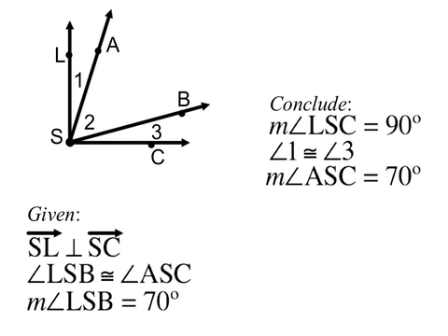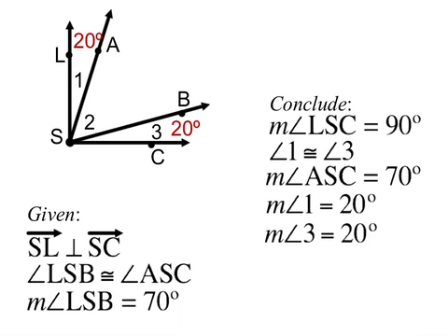We can also conclude that the measure of angle ASC is 70 degrees because it's congruent to LSB, which was given as 70 degrees. And then twice we can do 90 minus 70 to get the measures of both angles 1 and 3 are 20 degrees. And then we can fill in that angle 2 is 50 degrees because that's what's left to make the 90 degrees required in angle LSC.